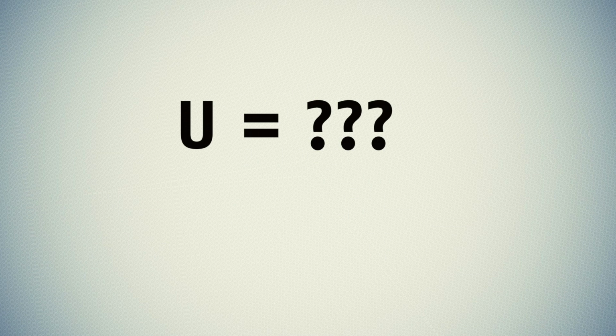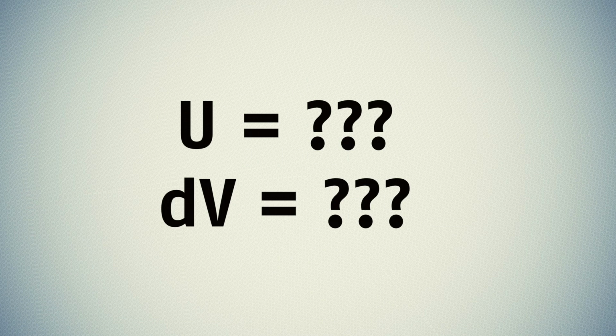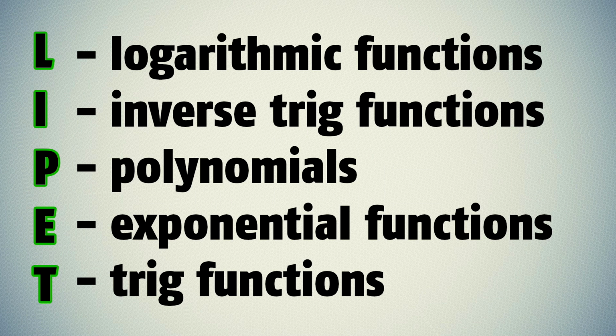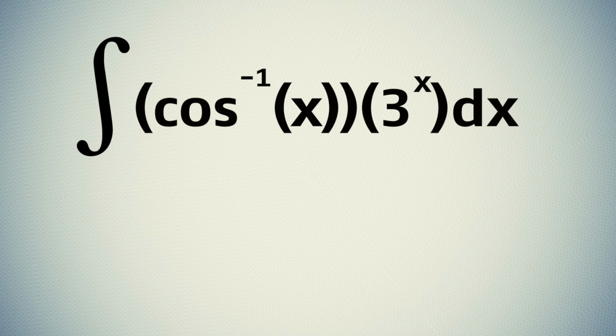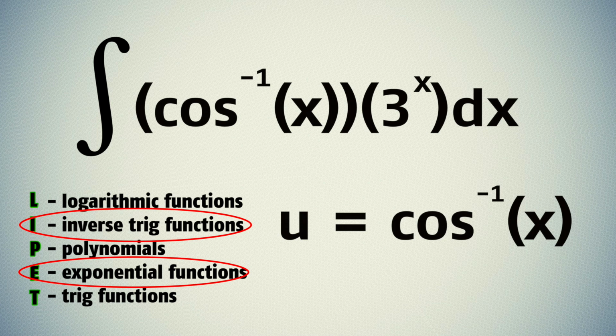You might ask yourself, how do I know which functions to make u and which functions to make dv? For this, use LIATE. LIATE tells you which function to make u. The function that comes earliest in the LIATE sequence is what you're going to make u. So, for example, if you have an inverse trig function and an exponential function, you would then make the inverse trig function u. The exponential function would then become your dv.